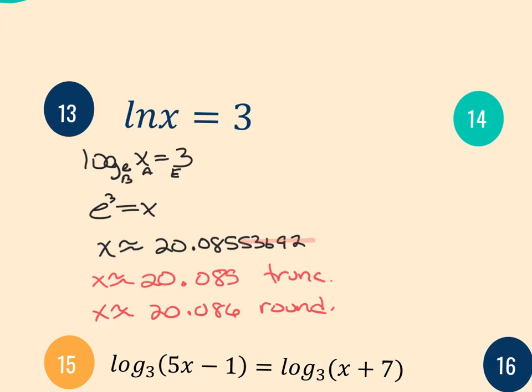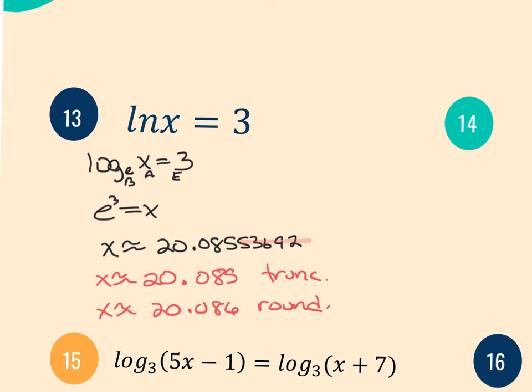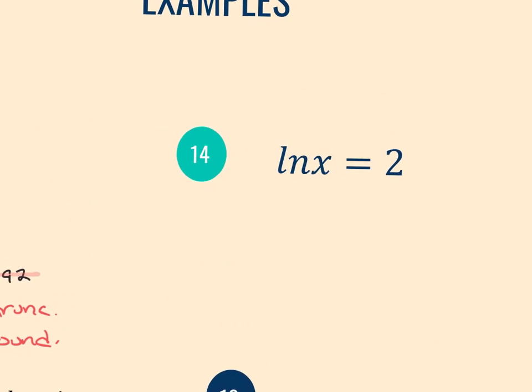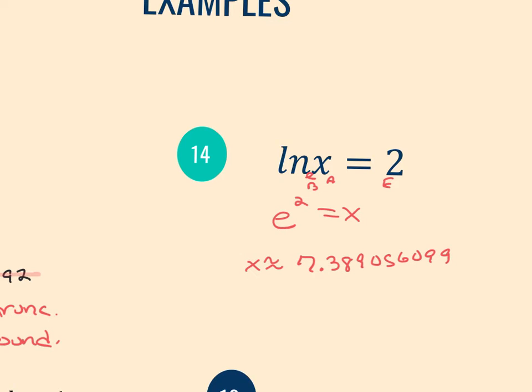Example 14 is exactly the same. There's only one ln, so I'm going to go ahead and replace it with a log, or again, if you just know that there is an e here, BAE, and you would do e to the second power equals x. Take out your calculator. Again, raise e to the second power, and we would get 7.389056099. Again, we're going to truncate, so we're going to chop off everything here. However, both the truncated and the rounded answer are the same, 7.389, because the 9 would look at the 0 and it would tell the 9 to stay the same.